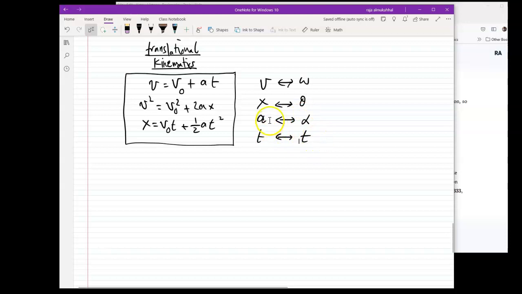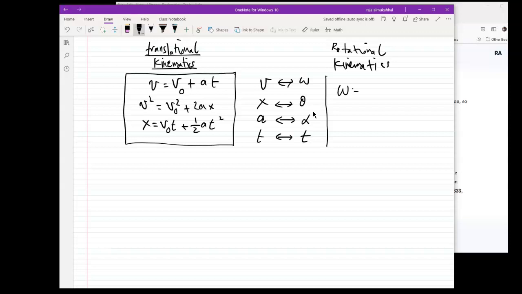So what I'm going to do now, I can simply look at those and replace V here with omega, replace A with alpha, T is T, and replace X with theta, and I will get rotational kinematics. Let me write it down here. It's really that simple. So in other words, if you memorize translational kinematics, it will be easy to write down rotational kinematics by memory.